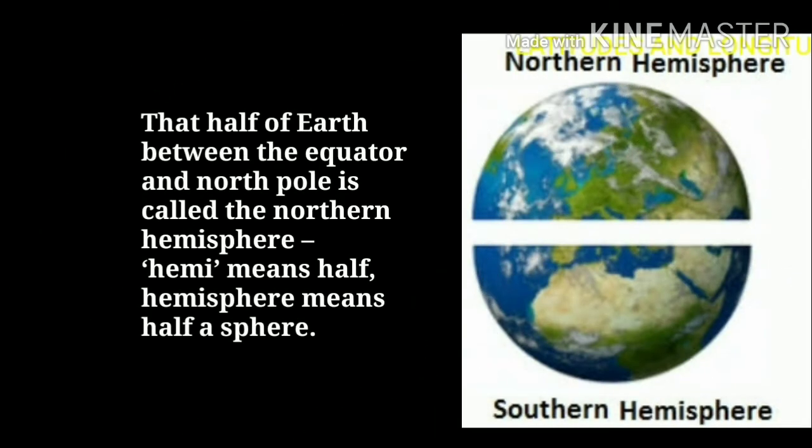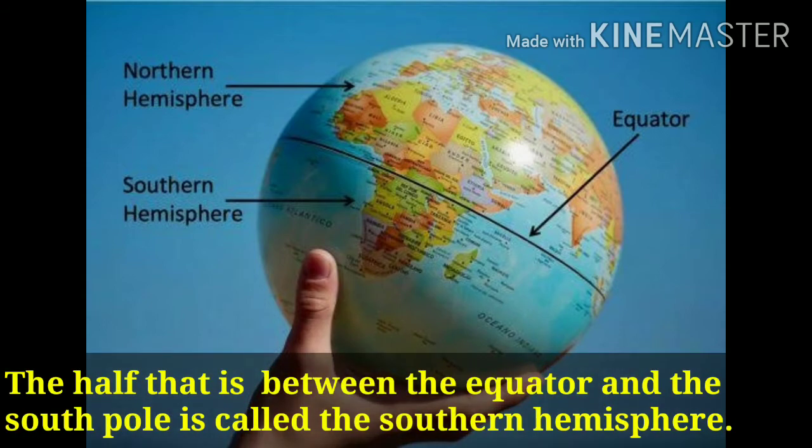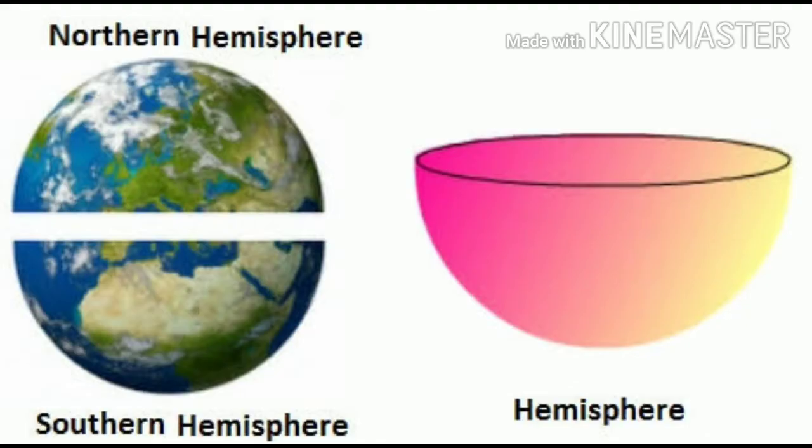That half of Earth between the equator and the North Pole is called the Northern Hemisphere. Hemi means half, sphere means ball. Hemisphere means half a ball or half a sphere. The half that is between the equator and the South Pole is called the Southern Hemisphere.